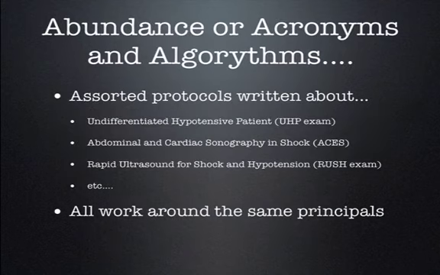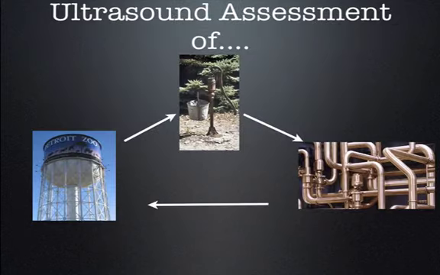Now, if you look into the literature, there's a whole bunch of algorithms and acronyms for ultrasounding the undifferentiated hypotensive patient. The truth is, I don't really want you memorizing any of this stuff. I don't want you memorizing some algorithm, some step 1, 2, 3, 4 approach. I want it to be something intuitive, because that's what's going to serve you the best when you're caring for someone who's acutely ill. And really, at the end of the day, all of these algorithms work around the same principle anyway. And that is a tank, a pump, and some pipes.